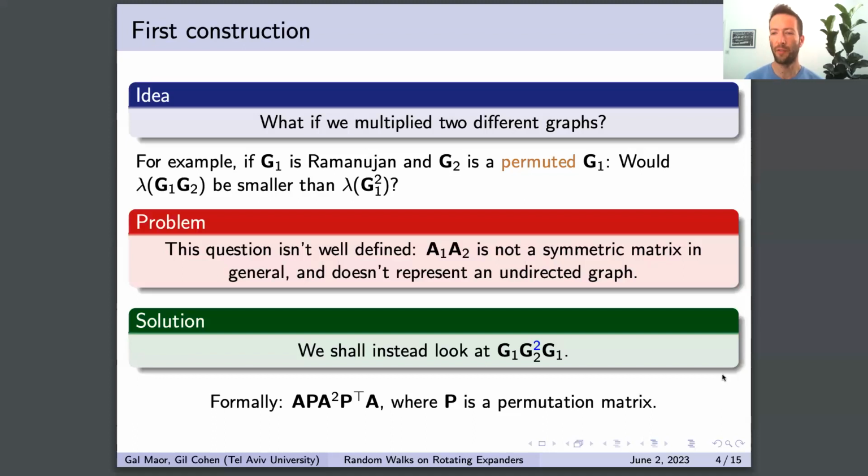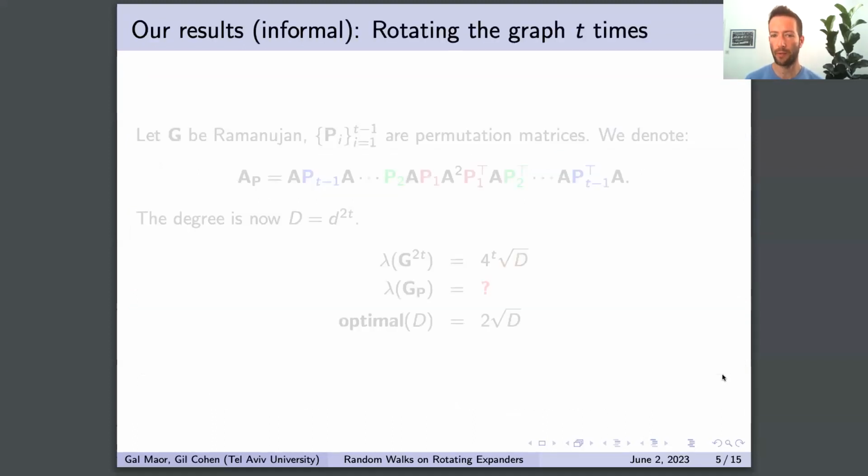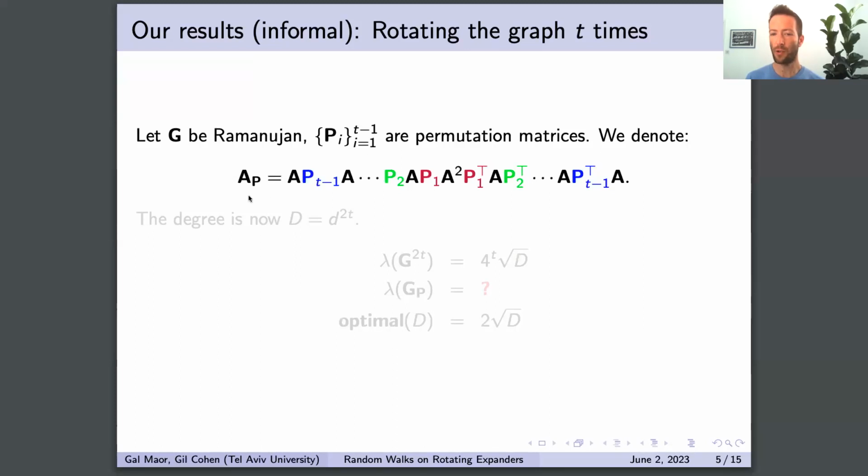And this leads me to the definition of the rotating expander. So I start with a graph G, and now I not only have one permutation matrix, I have a sequence of permutation matrices, and I define the adjacency matrix of the rotating expander the same way I just did, just I repeat the process more times. So I start with a square in the middle, I permute it, I rotate it once, I multiply by A again, I permute again, and so on and so forth, until I reach a degree of d to the 2t.